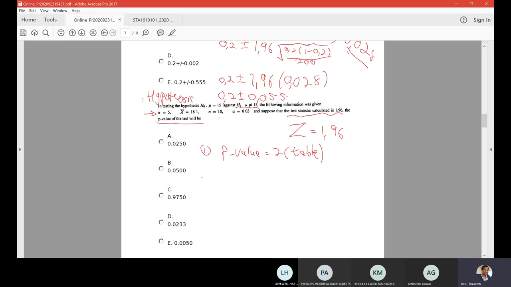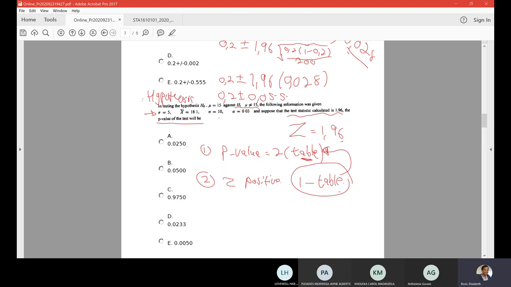That's one. Number two, if Z is positive, we're going to say one minus the value we find on the table, and that value will replace the table value. Only for when Z is positive. If Z is negative, it's fine. The value you see on the table is the table value, and then we multiply by 2 because of the two-tail area.